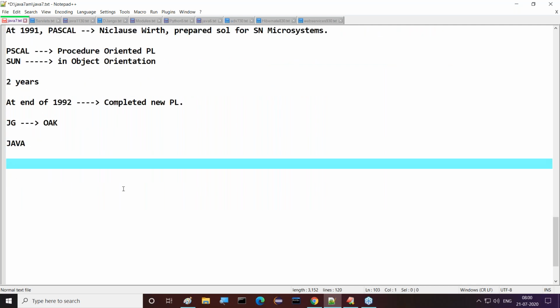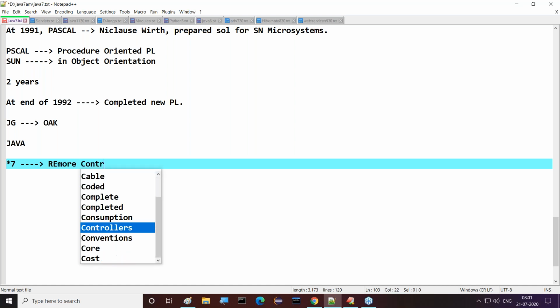When the Java programming language was provided by Sun Microsystems, immediately Sun Microsystems prepared the very first product on the basis of this Java programming language. The first product on the basis of Java is which one? Star 7. Star 7 is the name of the product. It's a remote controller.